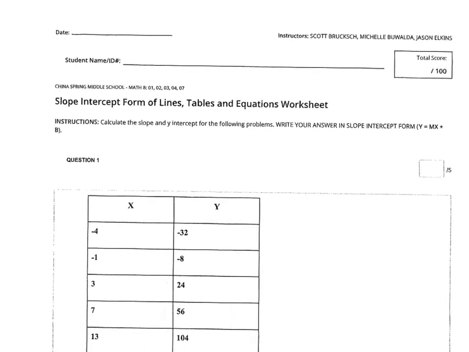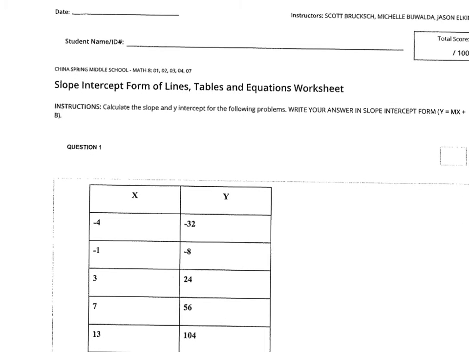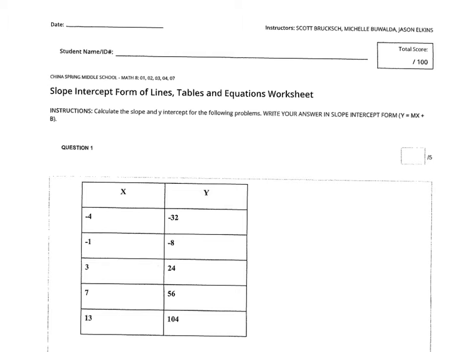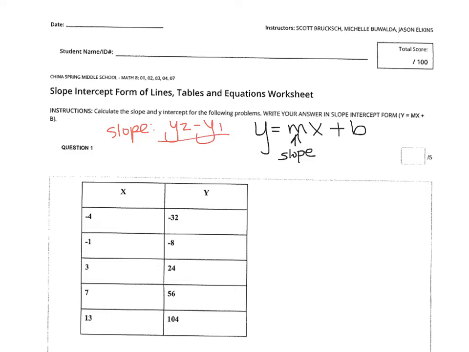So on these, we're going to be looking at lines, tables, and equations, and we're going to write out the slope-intercept form, which remember is y equals mx plus b, where m is your slope, and we are going to use that slope formula again, just like we did in Unit 4. And remember, the slope formula looks like this: y2 minus y1 over x2 minus x1. And your b is the y-intercept.